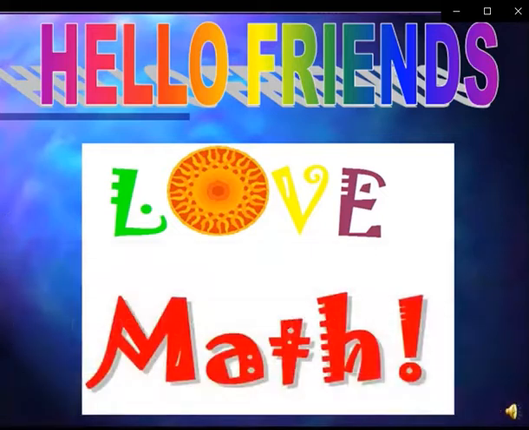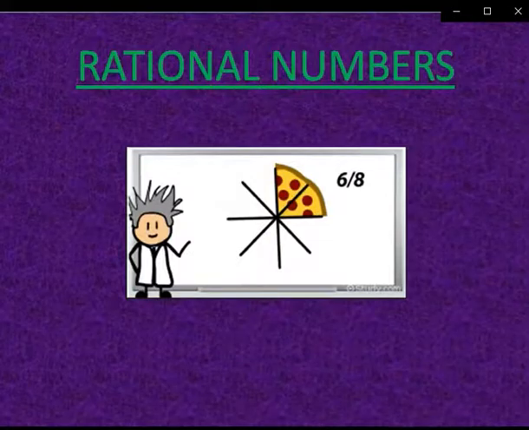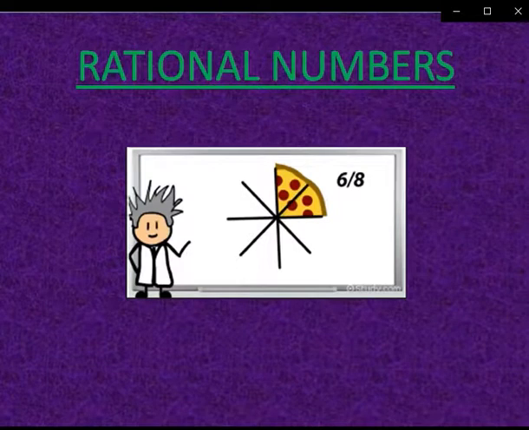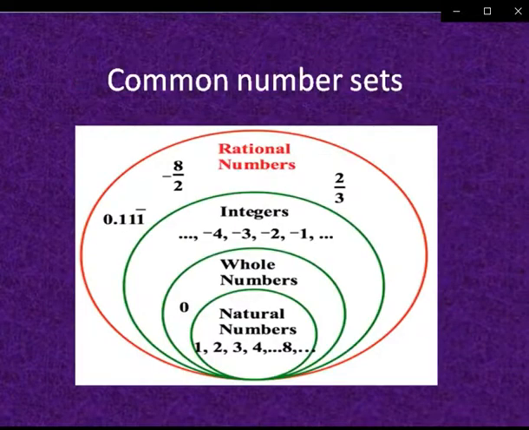Hello everybody, today we want to talk about operations over rational numbers. First of all, we have to define what the rational numbers are. Here we have a definition of common number sets.